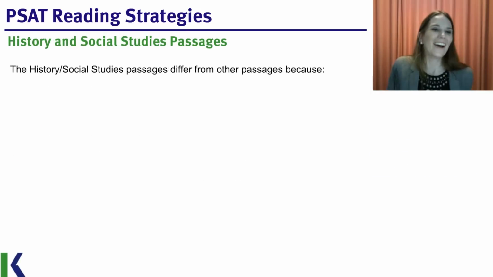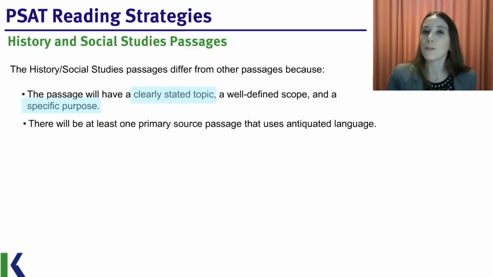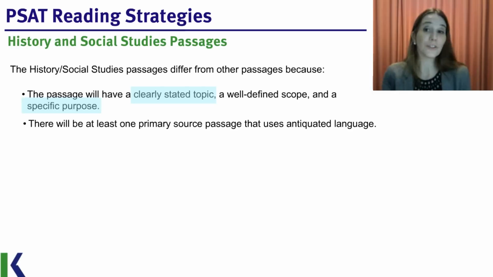All right. Okay, let's take a look at our second passage type here. So we looked at literary fiction. Let's look at history, social studies. The history, social studies passages are different because unlike literary narrative, we have a very clearly stated topic, a well-defined scope, and a specific purpose. Many of these are primary source documents. And for those of you who may be in, again, AP history class or just a history class in general, when you look at primary source documents, you tend to see that these documents don't exist for decades, if not centuries after the fact, if they didn't have a point.